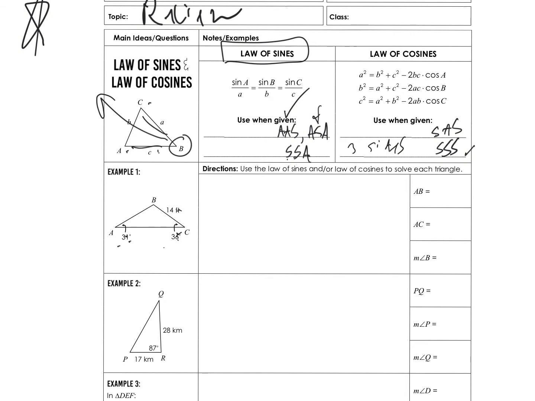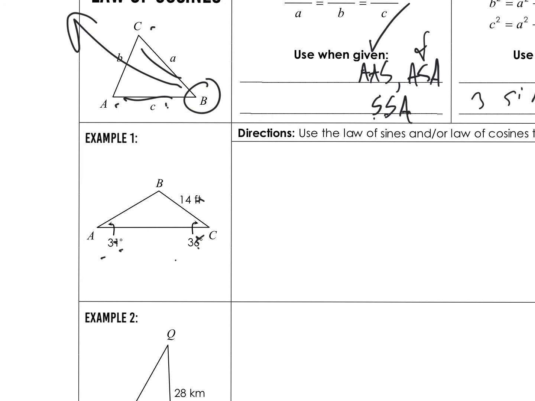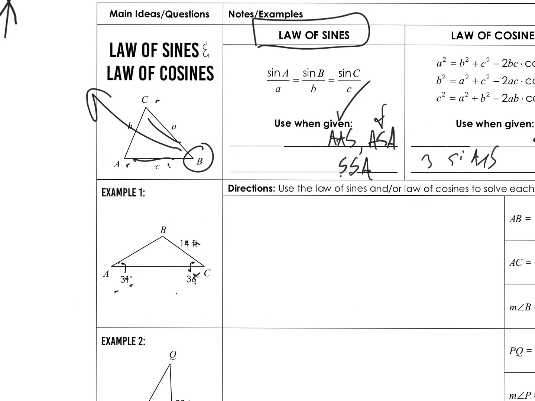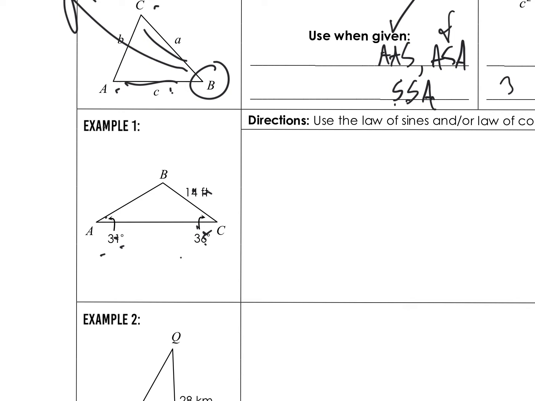So let's go ahead and do example 1. I'm looking at it as angle, angle, side, and that would be 2 angles and a side. That would be a good candidate for law of cosines. So if you take a look at it, what are we going to look for first? You got to pick a side, most likely, or pick an angle.